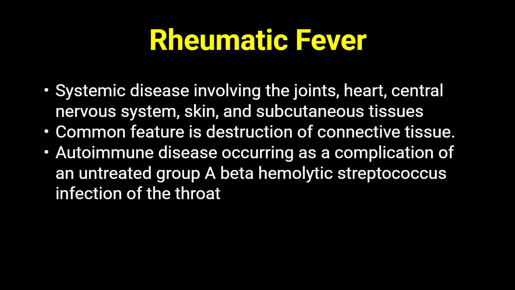It's an autoimmune disease occurring as a complication of untreated group A beta hemolytic streptococcus infection of the throat. This is why we treat strep throat with antibiotics to prevent rheumatic fever. The key teaching point: a sore throat in a child should not be ignored. Proper diagnosis and treatment of streptococcal pharyngitis prevents this potentially devastating complication.